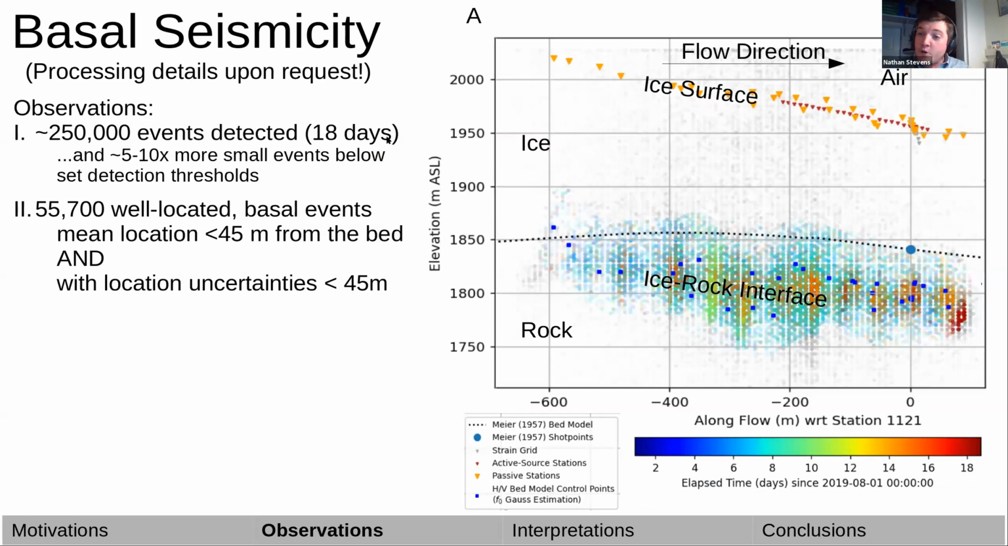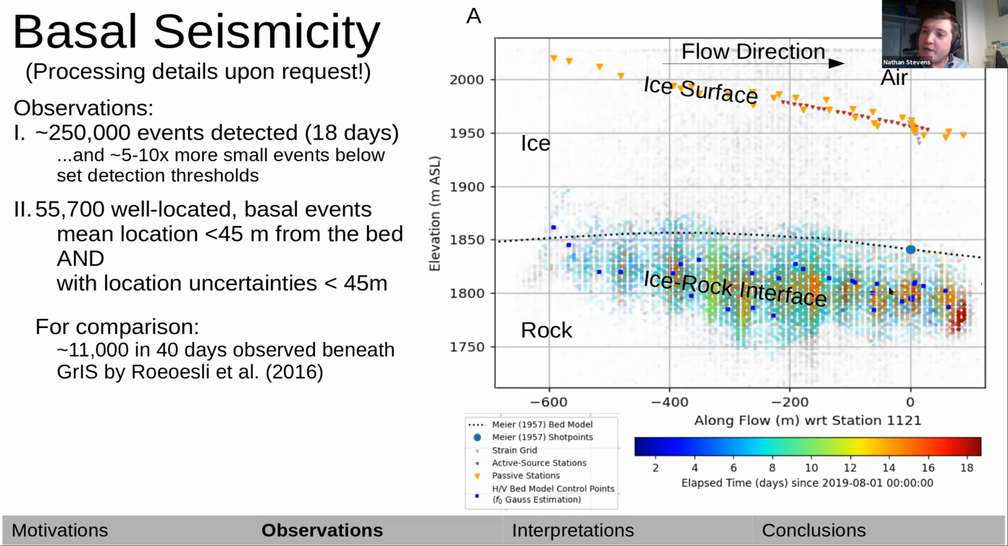We recorded over 250,000 events that appeared to be basal events, and over 55,000 of those are well located near the ice-rock interface. So we have this elevation view cut down the glacier, where we're going to flow from A to A prime, and our ice-rock interface shown here is from using more up-to-date methods than the methods used in 1952 by Meyer et al. And we can see that the large majority of these events are clustered nicely around the bed. So we have basal seismicity and we have it in abundance.